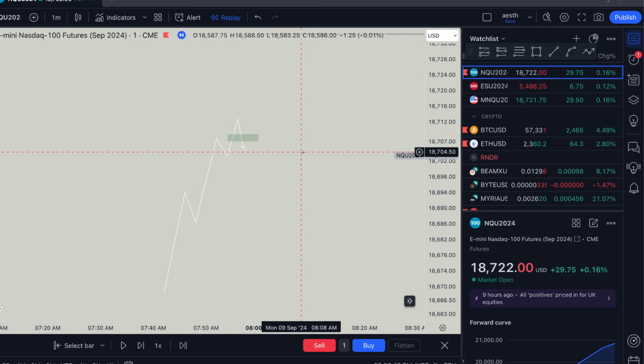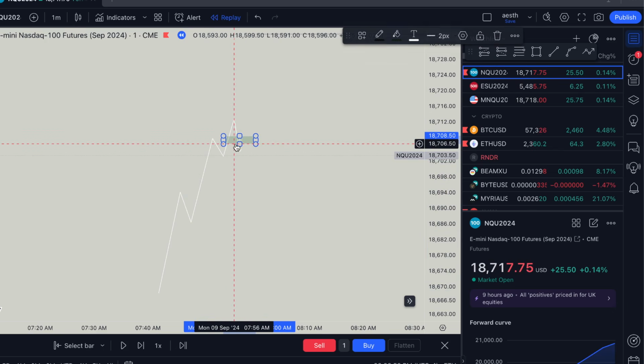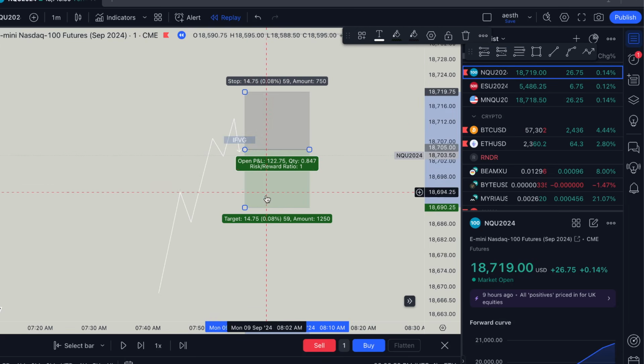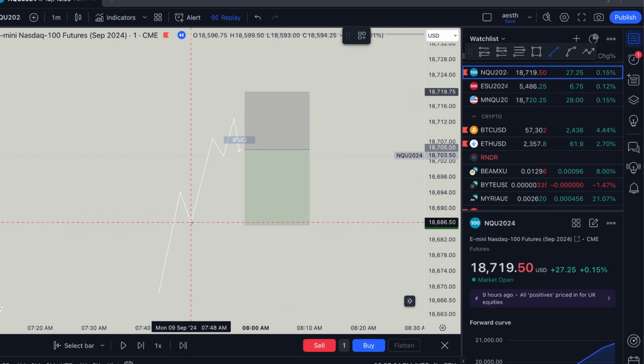But as we're about to get this inversion setup, as we're about to take some shorts to the downside, and let's say we have equal lows down here being our primary target.